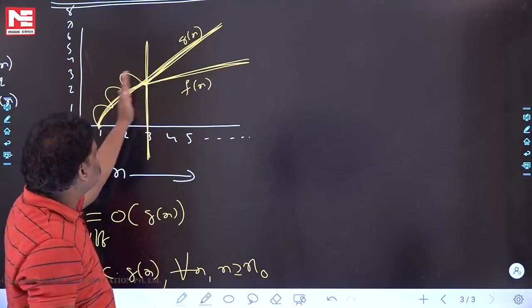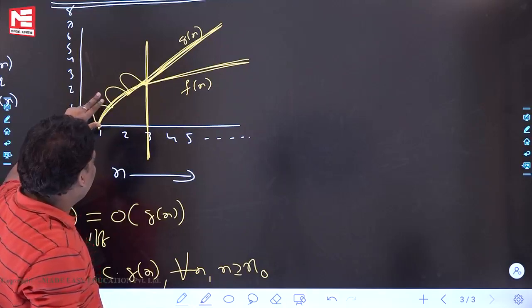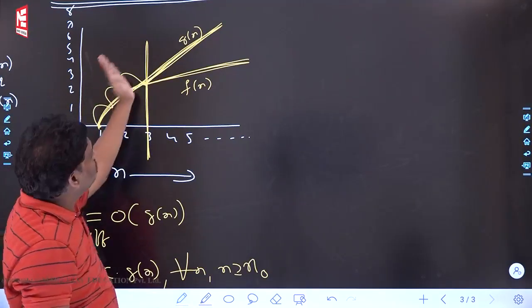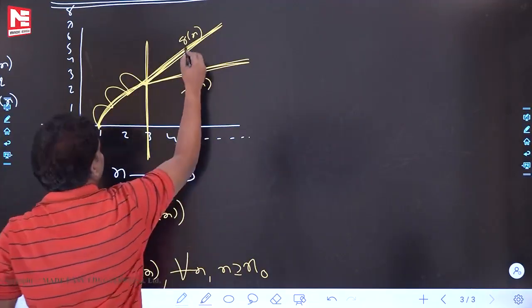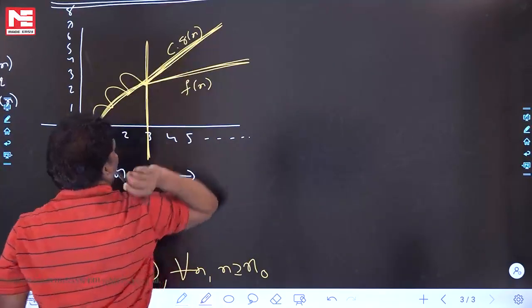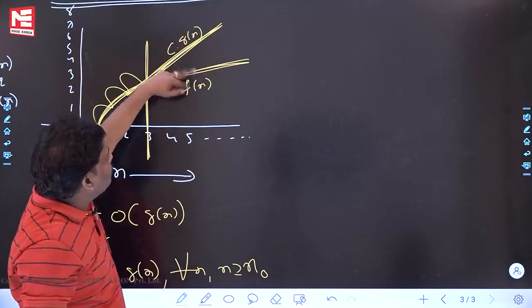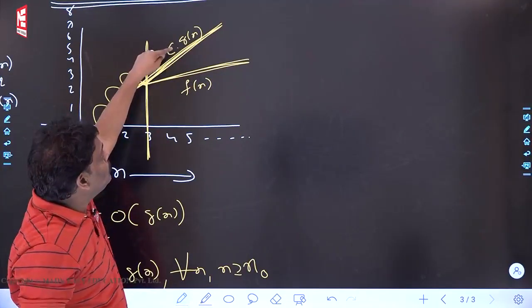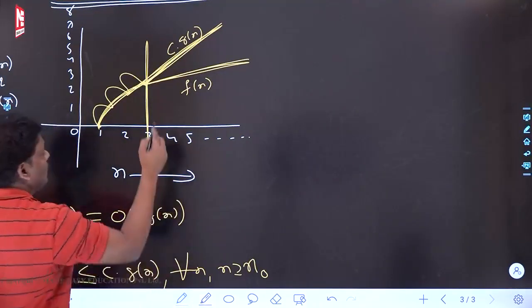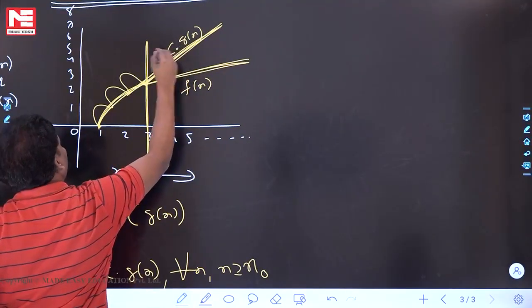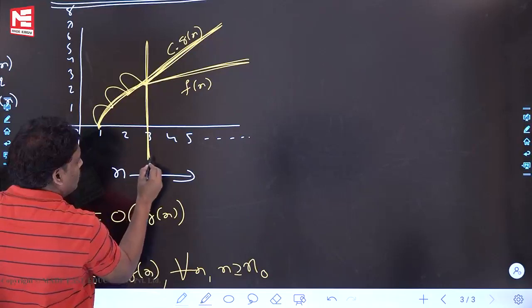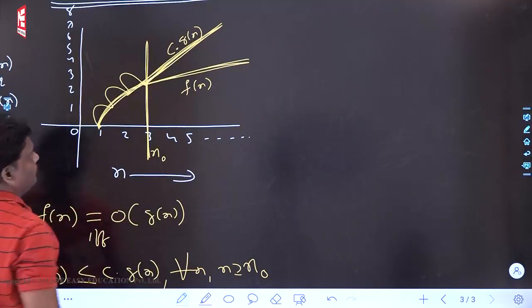I think before this line, if you observe, sometimes f is bigger, sometimes g is bigger. After this line, comparing f of n and g of n, who is bigger? G of n is bigger after taking C's help. Some people are asking from where. From 3, from 3. This is called n0.